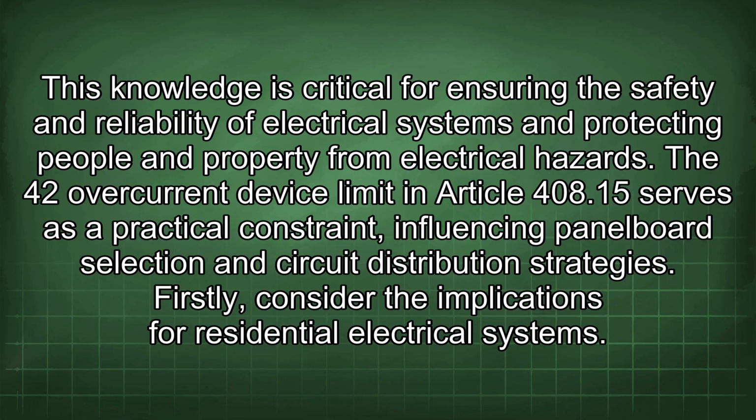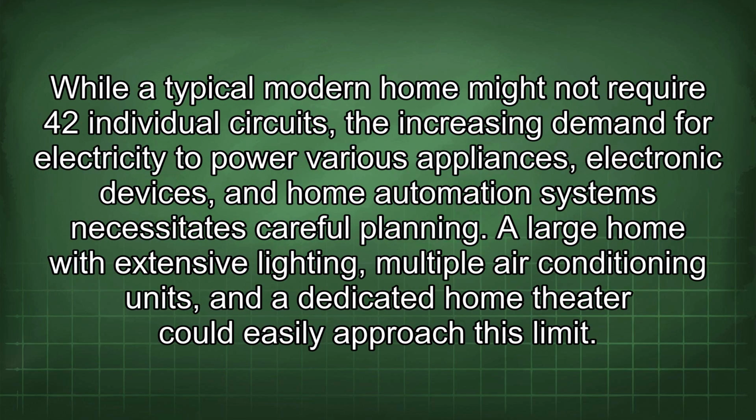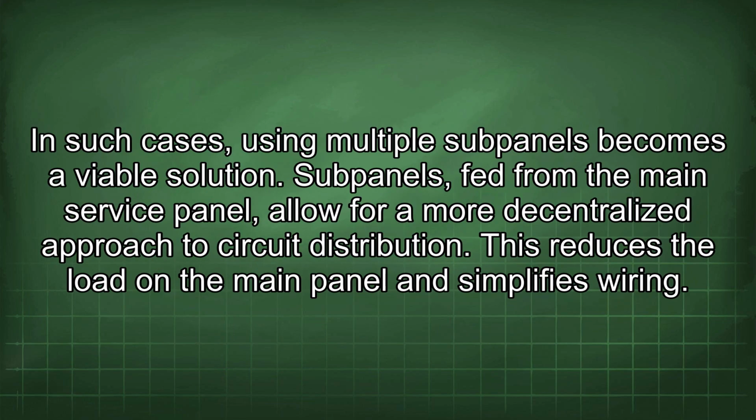Firstly, consider the implications for residential electrical systems. While a typical modern home might not require 42 individual circuits, the increasing demand for electricity to power various appliances, electronic devices, and home automation systems necessitates careful planning. A large home with extensive lighting, multiple air conditioning units, and a dedicated home theater could easily approach this limit. In such cases, using multiple subpanels becomes a viable solution.